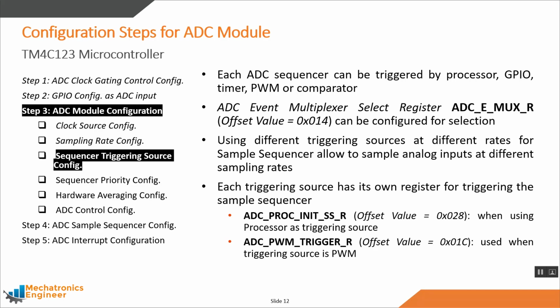Once the triggering source is selected, we need to keep in mind that each triggering source has its own register for triggering and starting the sample sequencer. For example, if you select the processor as a triggering source in this register, then you need to write to the register with offset value hex 28 to start the sampling process. Similarly, if we have configured the PWM as a triggering source, then the sampling can be started by writing to the register that has an offset value of hex 01C.